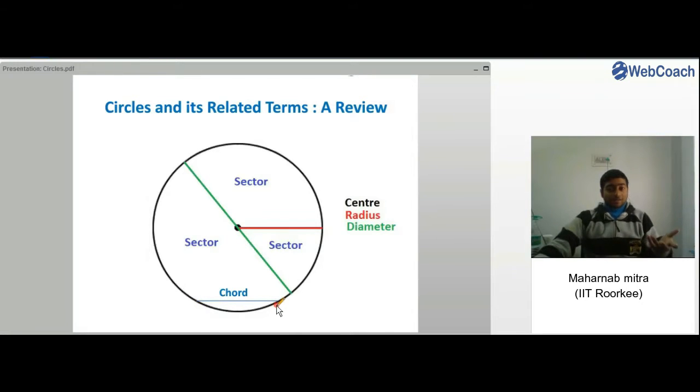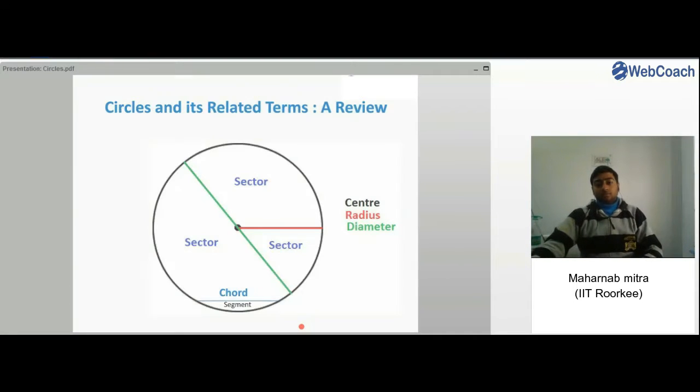Now what is a chord? A chord is just a straight line joining 2 points of a circle. It need not pass through the center. Chord only joins 2 points of a circle, and actually if you see, diameter is the longest chord, right? Diameter is the longest chord which also passes through the center. Chords need not pass through the center, but diameter is one of the chords which passes through the center, and it is the longest chord among all the chords of a circle.